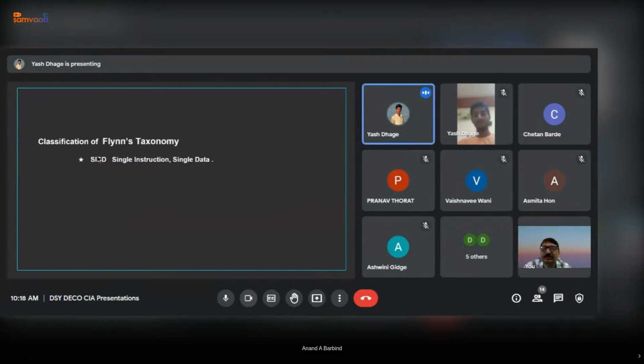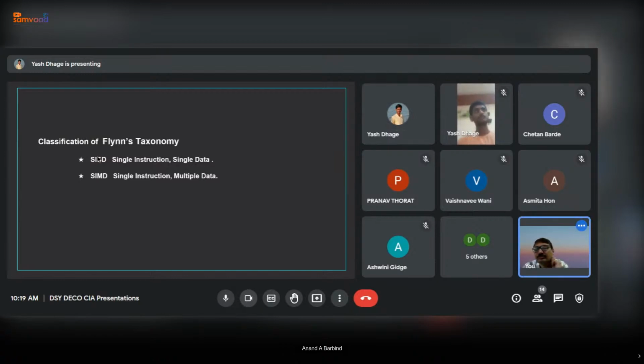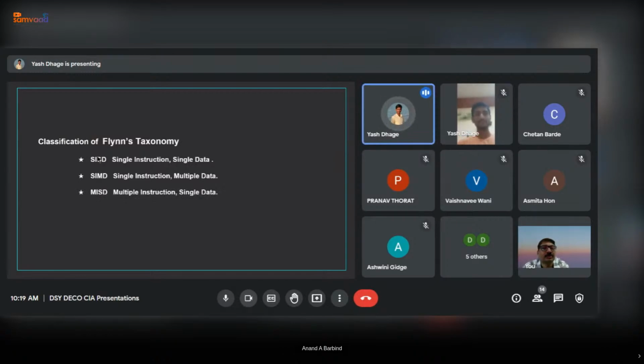The other, single instruction and multiple data, is also not used because actually, Windows first computer is implemented in this single instruction and multiple data is used. Next one. This is used, sir.